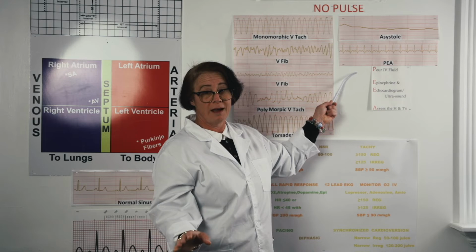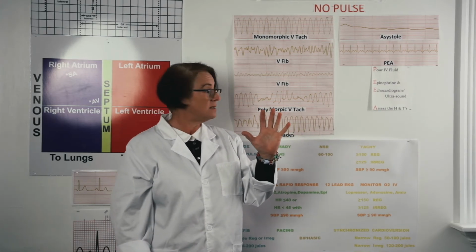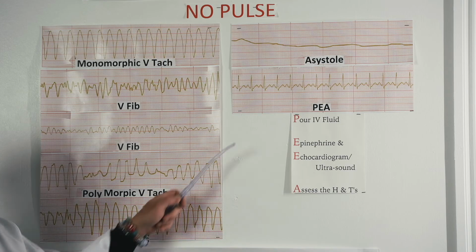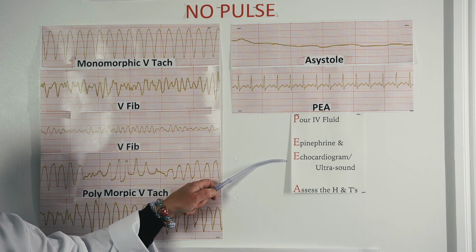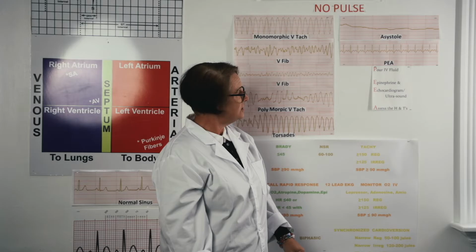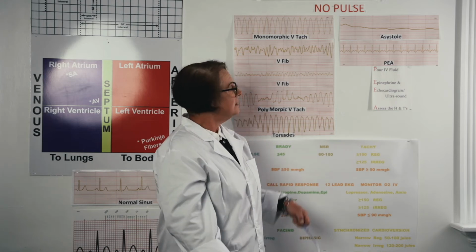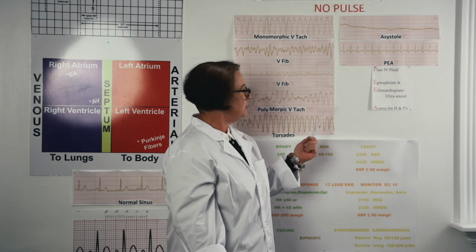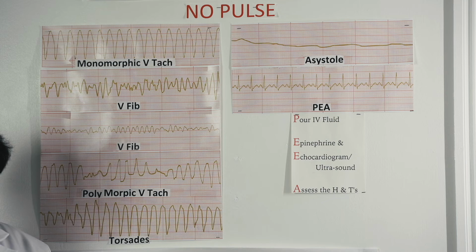P should mean poor IV fluid. IV fluid is going to fix half of your H's and T's. Your patient's still pulseless, you're still doing compressions and pushing epinephrine. The other E is the echocardiogram. It's the only way to diagnose a cardiac tamponade and then assess any leftover H's and T's. But you want to keep it in order and in order of importance. So when things fall apart and they go PEA in your brain, you just go poor IV fluid, epi, echo, assess, and keep it easy.